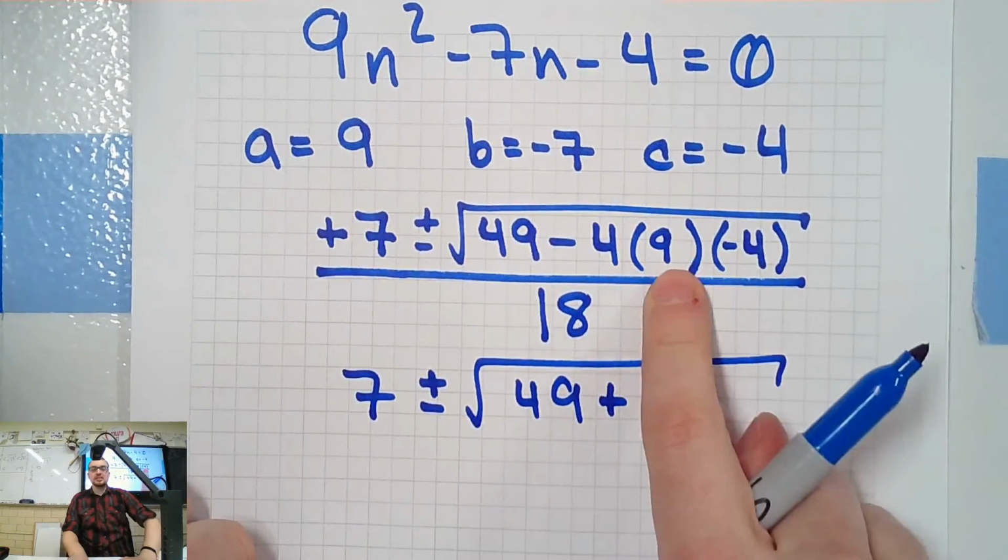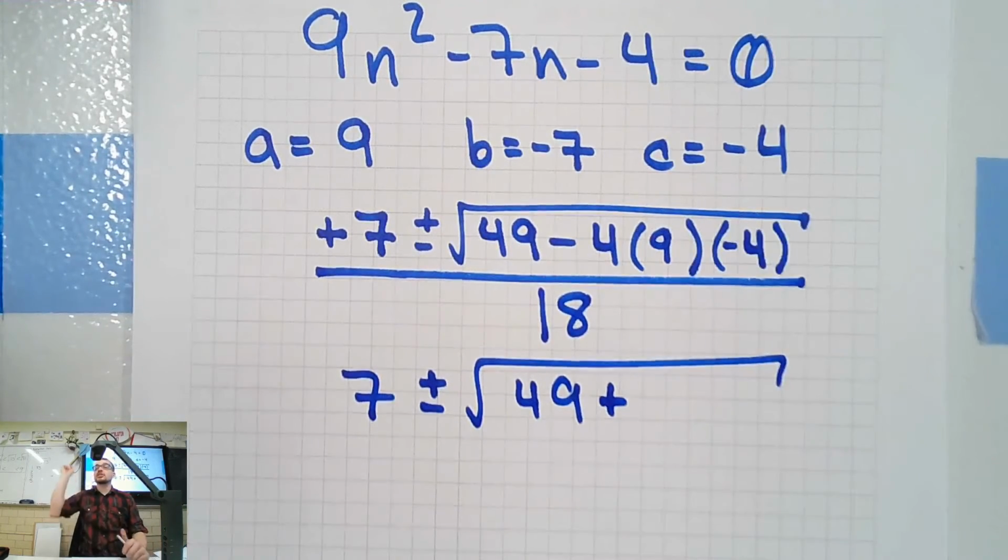Four times 4 is 16, times 9. What's 16 times 9? Better question. What's 16 times 10? 160. Subtract 16 to get 16 times 9, right? 160 minus 16. 150, 140, 4.